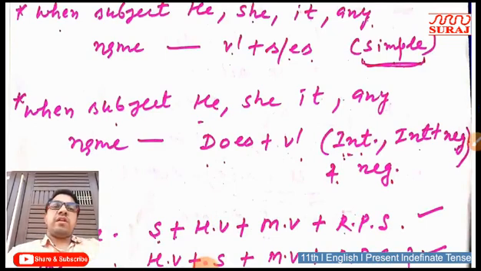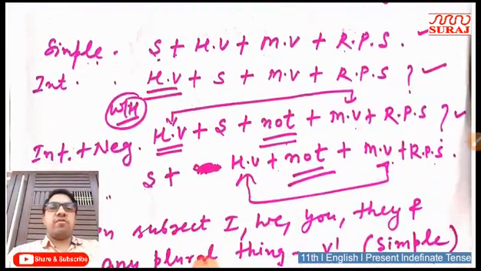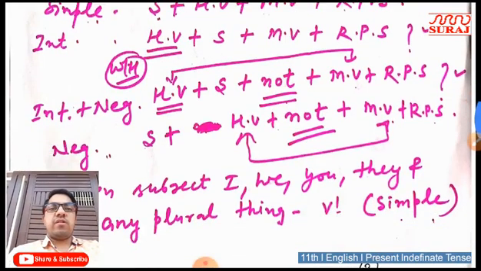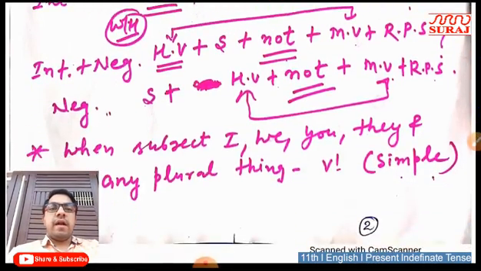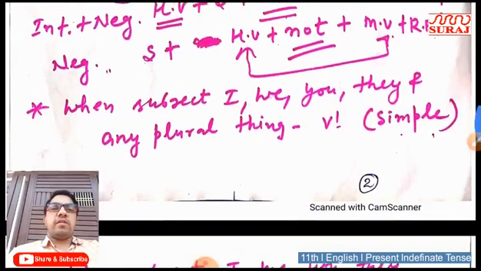When the subject is he, she, it, any name, any singular thing, we should use does plus first form of verb in interrogative sentences and negative sentences. And after that I taught you about the structure of simple sentence, interrogative sentence, interrogative plus negative sentence. And after that I taught you about the structure of negative sentence.